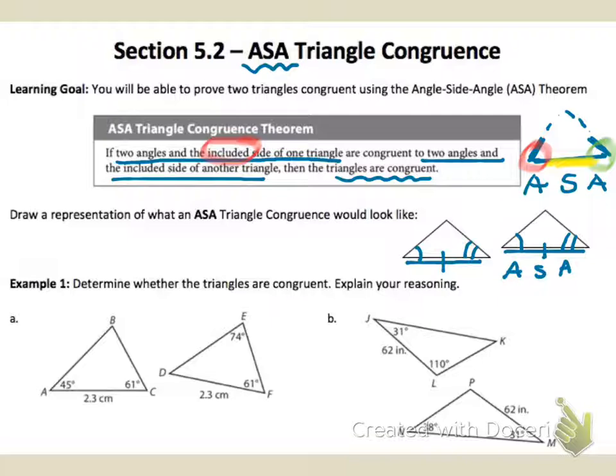So let's see if we can apply the angle, side, angle congruence theorem to some triangles. It says determine whether the triangles are congruent and explain your reasoning. Now, sometimes we might not be able to tell if triangles are actually congruent with this or not.